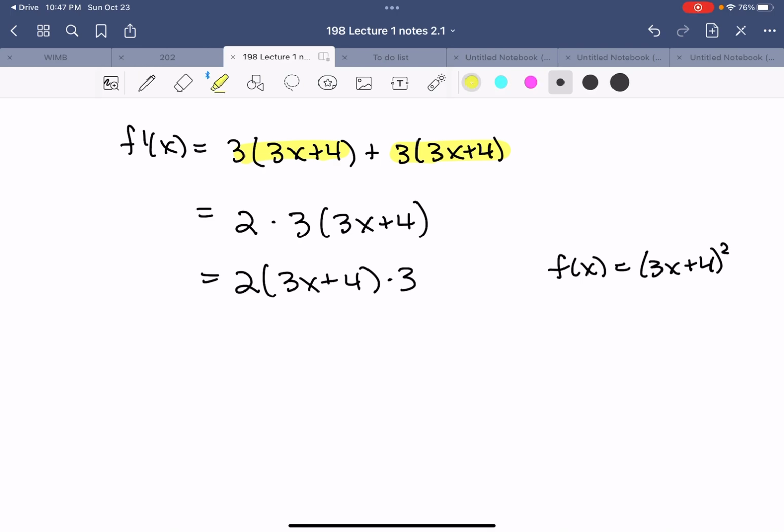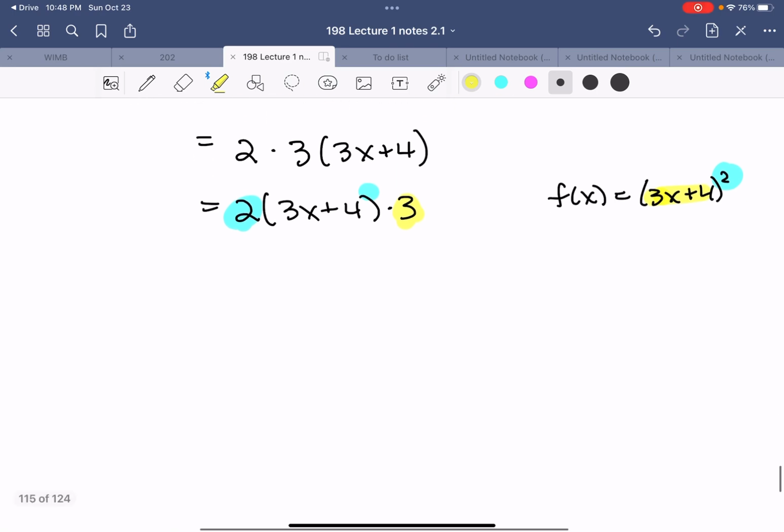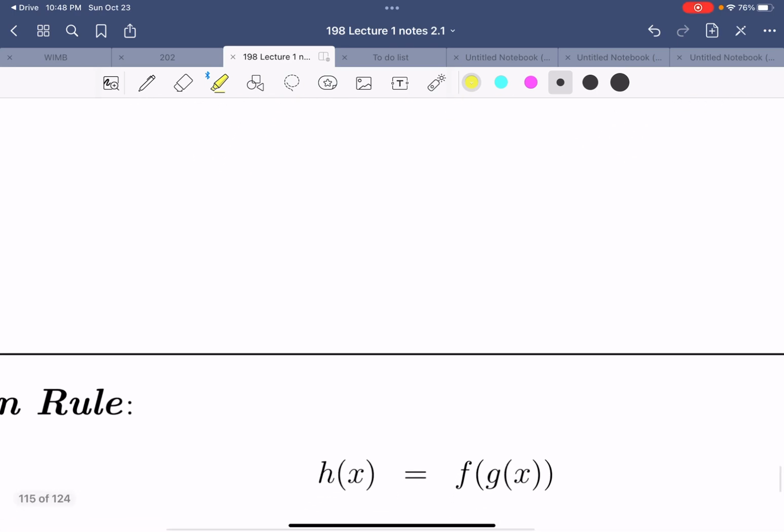And when we would normally see this square on the outside, we would multiply by a 2 and decrease the exponent by 1. Notice that happened. But I didn't touch the 3x plus 4 when I did that. But then I multiplied by the 3. And the 3 came from the derivative of the inside. So it looks like my rule of thumb here is that I'm going to take the derivative of the outside, leave the inside alone, and then multiply by the derivative of what's inside. And that's exactly what our chain rule is going to state.